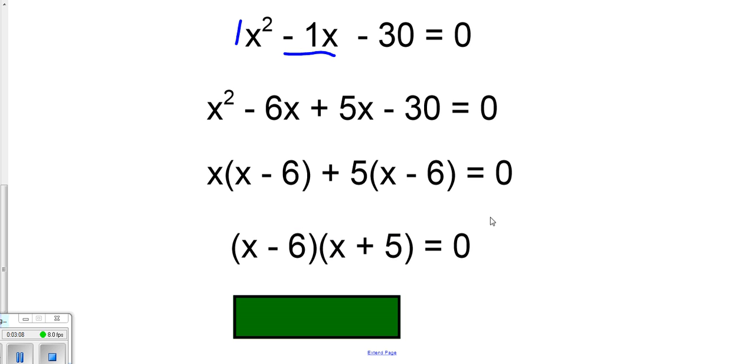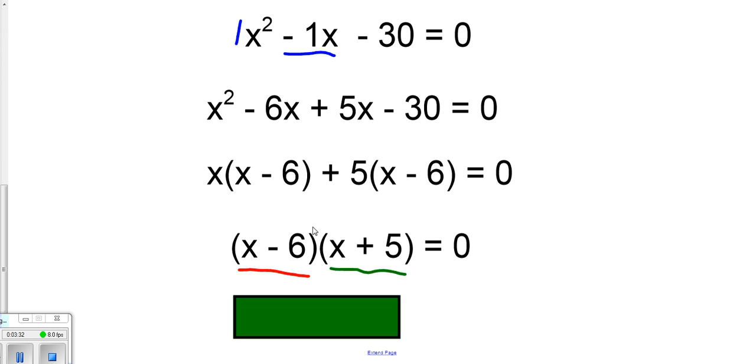Now, this is what's called the zero product property. When we've got two factors, this red one and this green one, that means these are being multiplied together. This whole number and this whole number being multiplied to make 0. Remember, the only time we can have two numbers being multiplied to make 0 is if one of those numbers is 0.